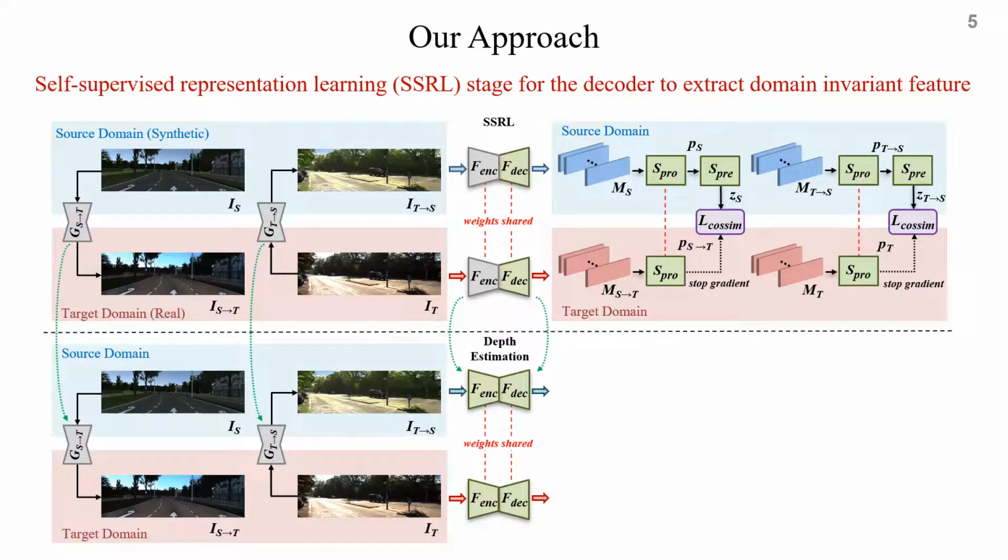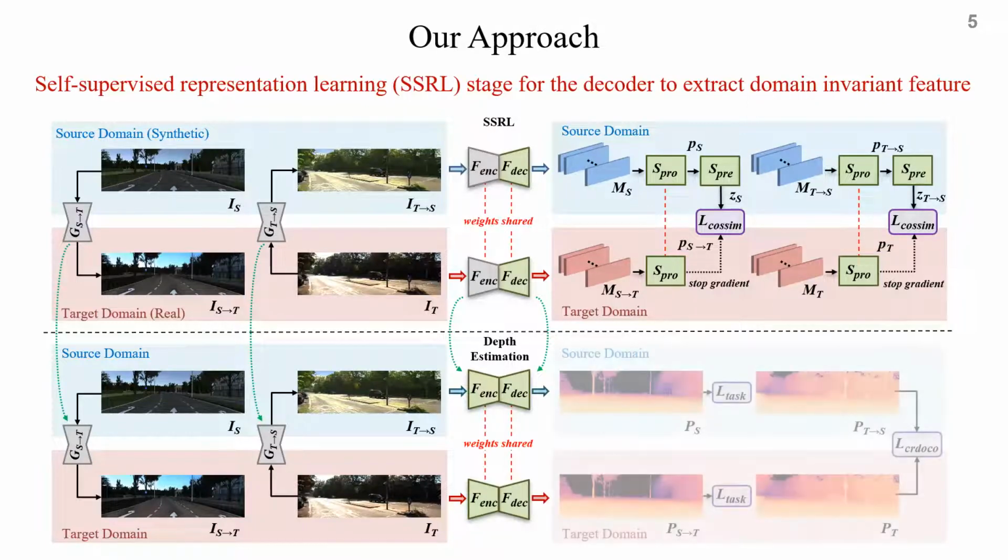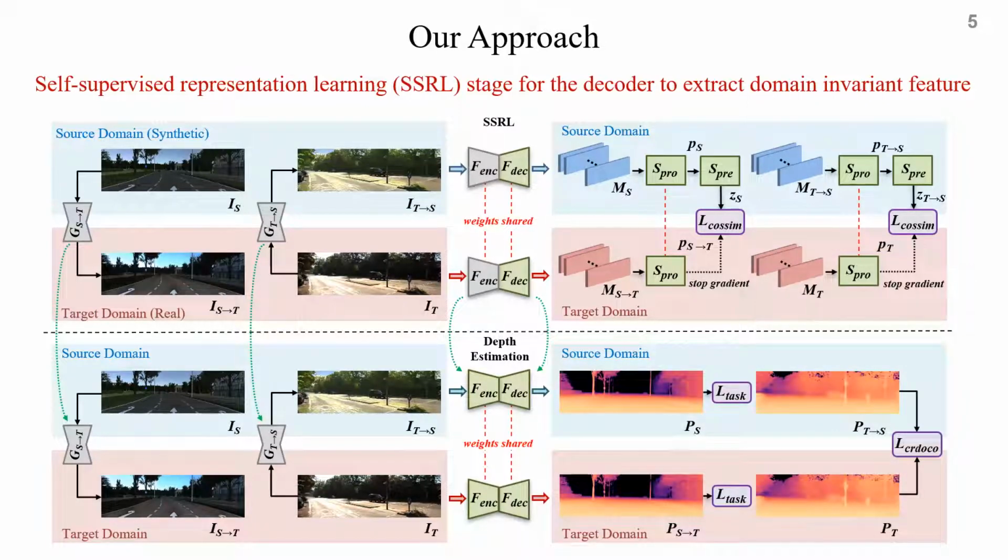After the pre-training in the proposed SSRL stage, we fine-tune the depth estimator using four types of images I. For the labeled types of images I_S and I_S2T, we use synthetic depth maps as a ground truth. For the unlabeled types of images I_T and I_T2S, we adopt previously proposed cross-domain consistency loss based on the assumption that their predicted depth maps should be the same.